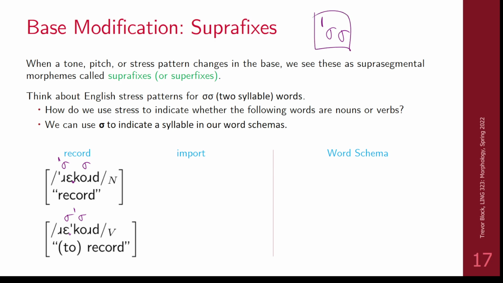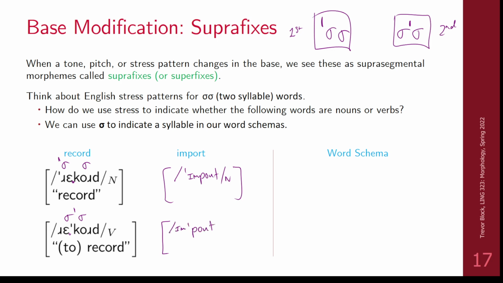So up here, this is primary stress on the first syllable, and up here, if we have 2 syllables, this is primary stress on the second. Looking at a word like import or import, stress on the first one is the noun form. Import, stress on the second syllable, is the verb form. So we can see there's a similarity between these two. First stress is noun, second stress is verb.